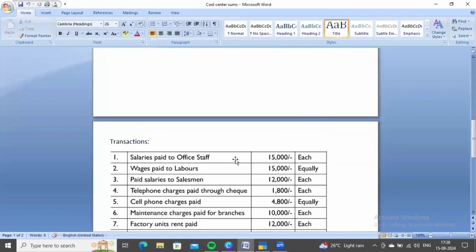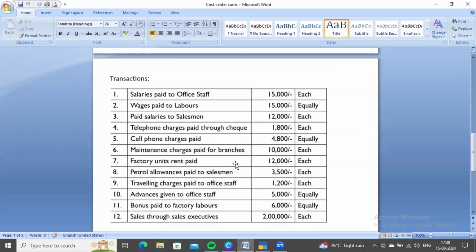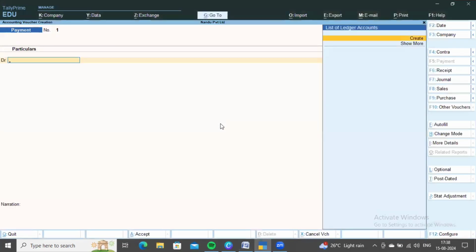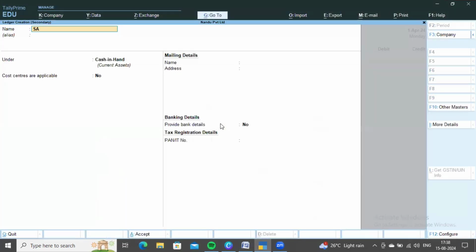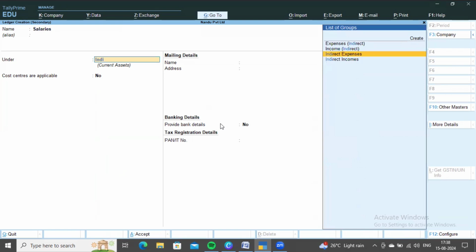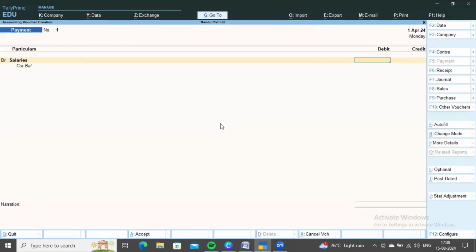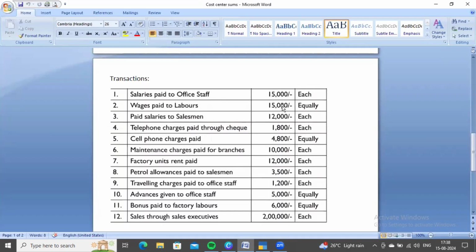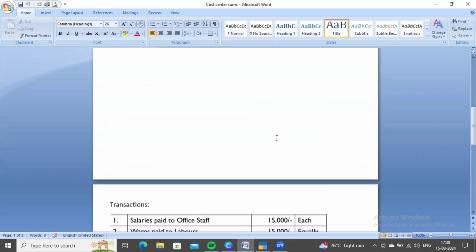Now coming to the transactions relating to cost categories and cost centers. Here, salary paid to office staff. We are paying salary to office staff, right? We are assigning the cost to the office staff category. First of all, you need to create a salary ledger account, Salaries, and that comes under indirect expenses because you are paying salaries. How much? 15,000 each. You are paying 15,000 to each cost center.